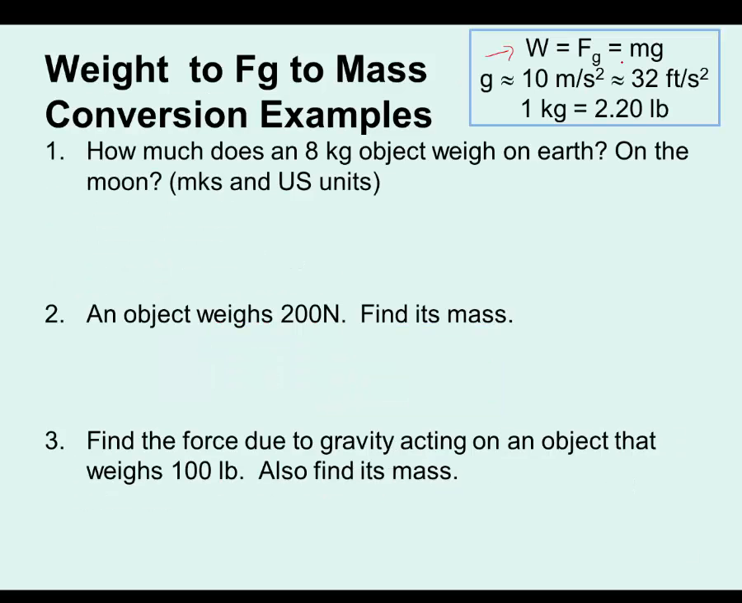And to make our math easy, I will use either g is approximately 10 meters per second squared or 32 feet per second squared. But remember, because I don't have mass units in US units that are easy to use, you generally speaking won't see me use this 32 feet per second squared quantity. Another key idea to keep in mind is that on Earth, 1 kilogram is equal to 2.20 pounds. So we can use that as well to help us along.